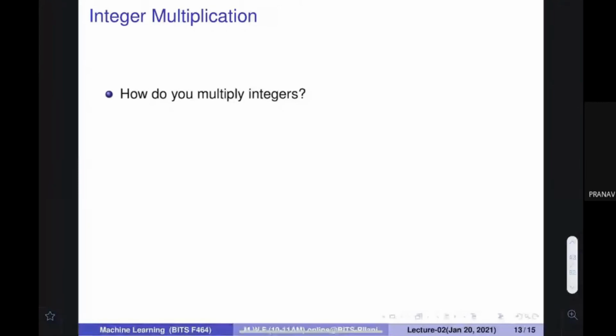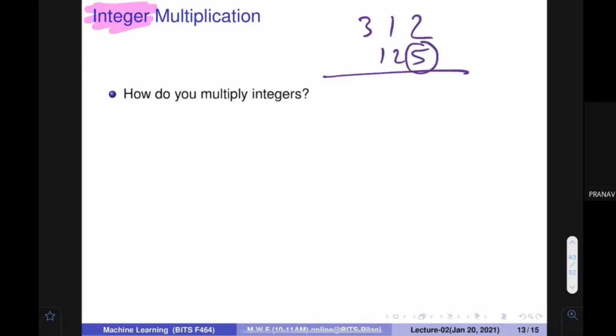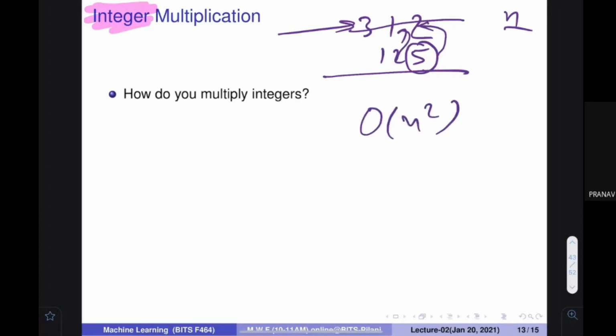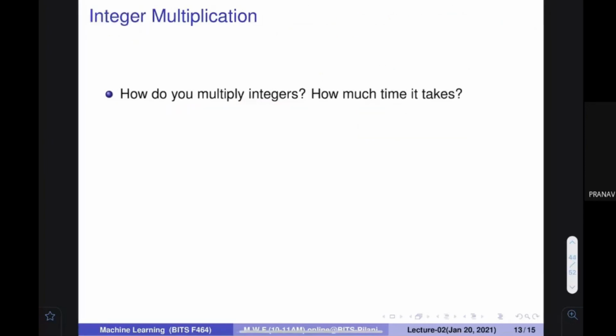Now the last part that I want to cover in today's class is integer multiplication. How do you multiply two integers, for example 3121 and 25? Here the size of an integer, as I told you earlier, is the number of digits, so the number of digits is n. The first number is multiplied by all the digits, then the second number is multiplied by all of them. So the total number of operations required is order of n square. So this is how you multiply. How much time does it take? Order of n square. So can you improve?